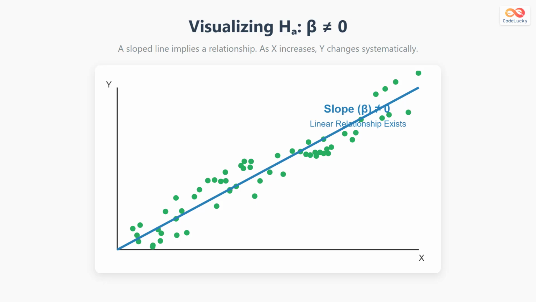On the other hand, here is what the alternative hypothesis looks like. If beta is not 0, the line is sloped. In this example, we see a positive slope. As x increases, y increases as well. This indicates that there is a linear relationship, and the variable x is useful for predicting y.